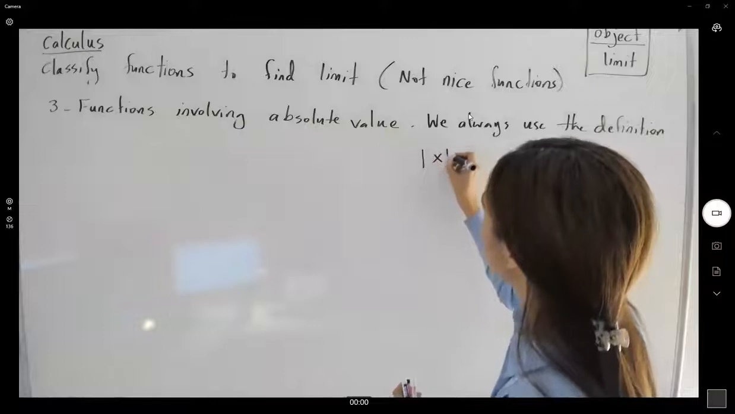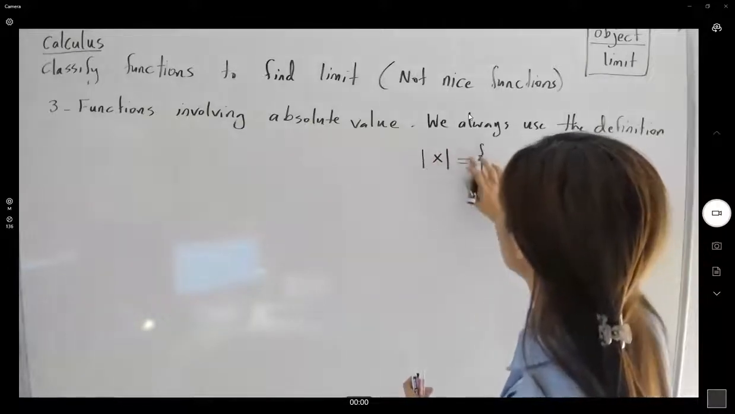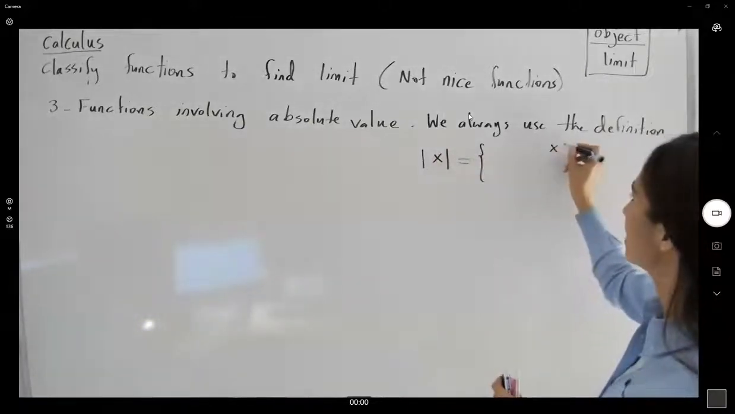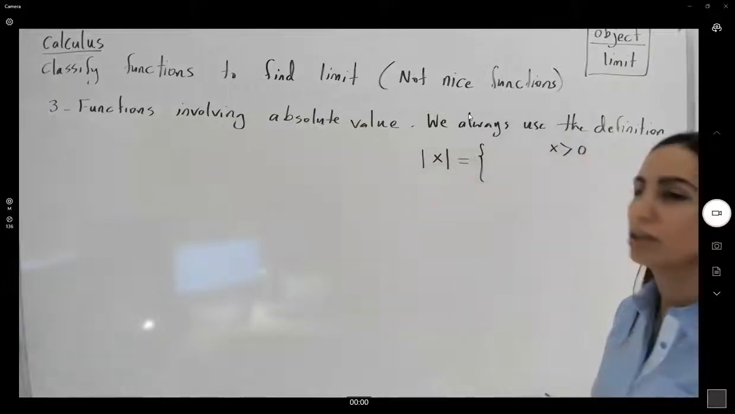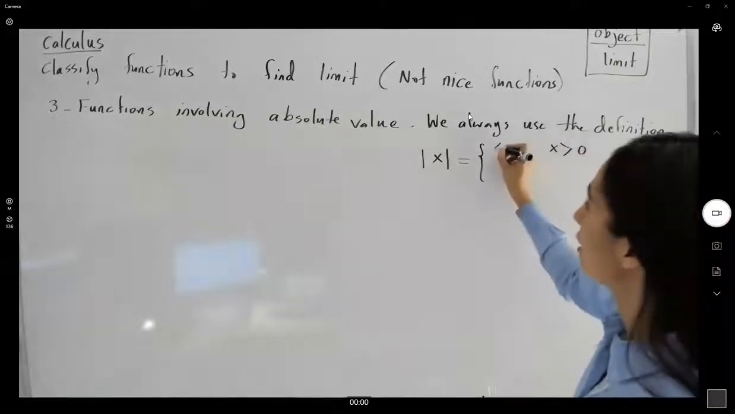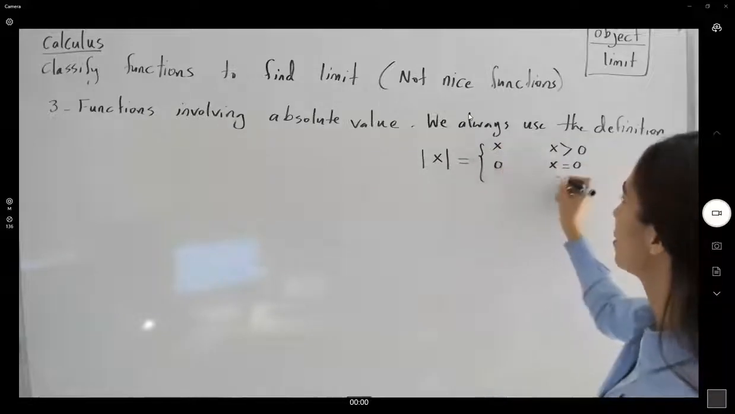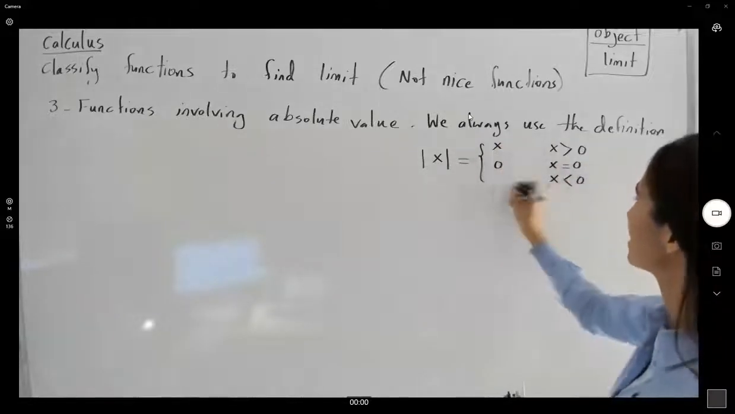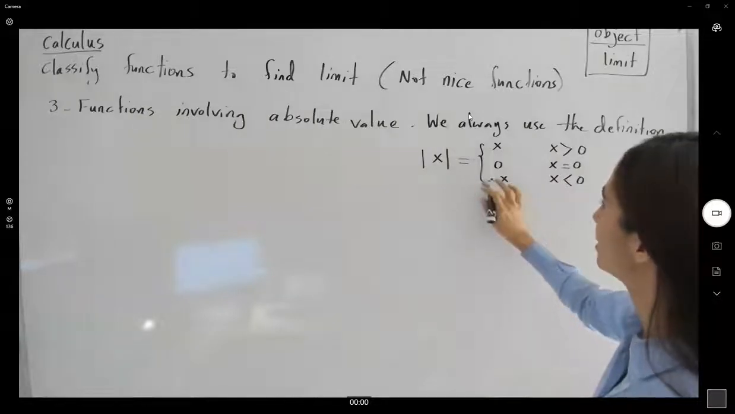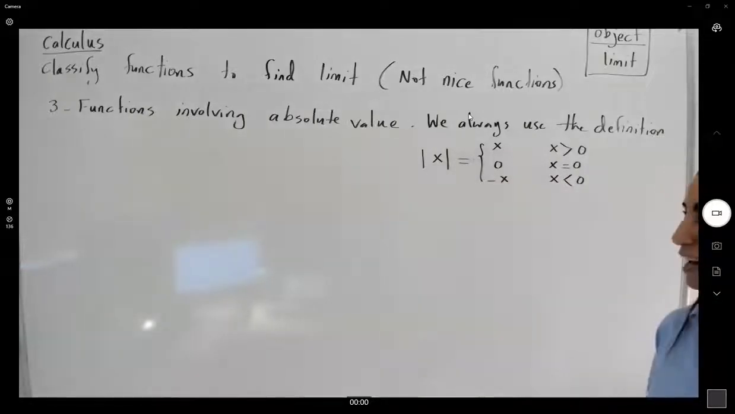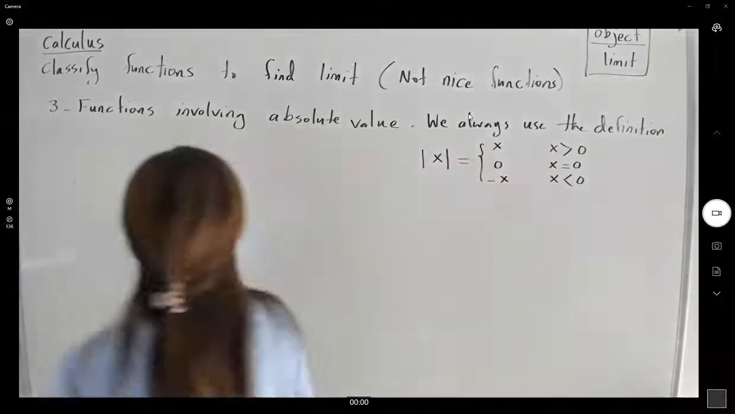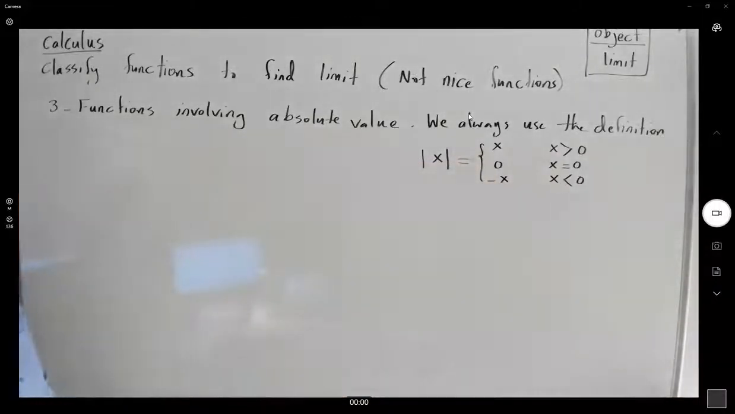Absolute value of x is defined as: if x is larger than 0, it's going to be x itself. If x is equal to 0, it is 0. And if x is less than 0, you put a minus sign in front of your x. There you go. Give us an example.